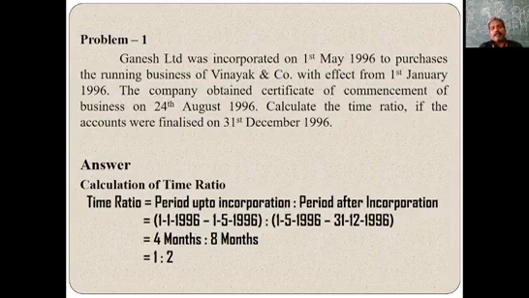So, calculation of time ratio. Time ratio equals the period up to incorporation to the period after incorporation. The period up to incorporation means from purchase of the business to the incorporation date, 1/1/96 to 1/5/96. The period after incorporation is 1/5/96 to 31/12/96. From 1/1/96 to 1/5/96 we have 4 months, and from 1/5/96 to 31/12/96 we have 8 months. So the ratio is 1:2. That is the answer.